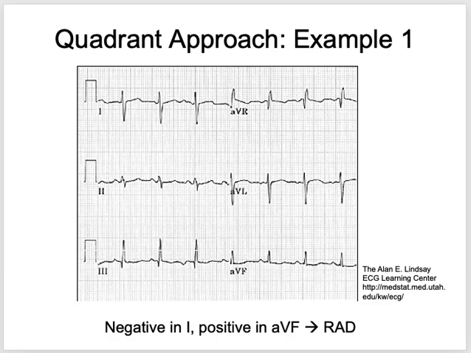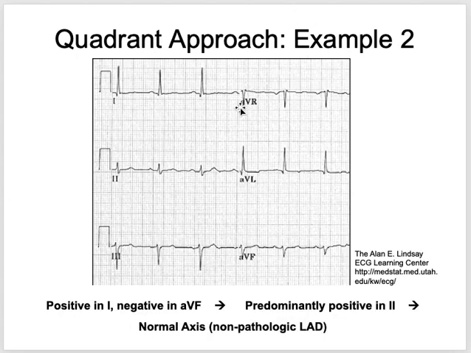So simply you can see over here, by quadrant approach, lead 1 and AVF. Lead 1 is equiphasic and lead AVF is upgoing. So what is this one? It was not equiphasic, this one is going downgoing more. So it is right axis deviation. Again, you can see over this one, lead 1 is positive, AVF is negative. So this is left axis deviation, right?